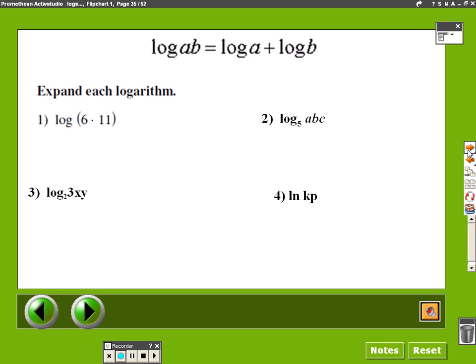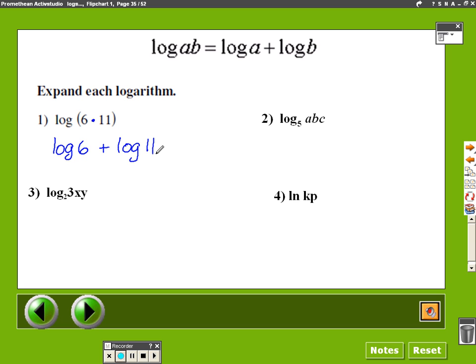All right, so I'm going to do two and then I'm going to let you do a couple. So here we have log base 10. This is a common log, and we're going to expand it because it's a multiplication. When we multiply two powers with the same base, we add the exponents, so it's going to be log of 6 plus log 11. That's it. I just expanded it.